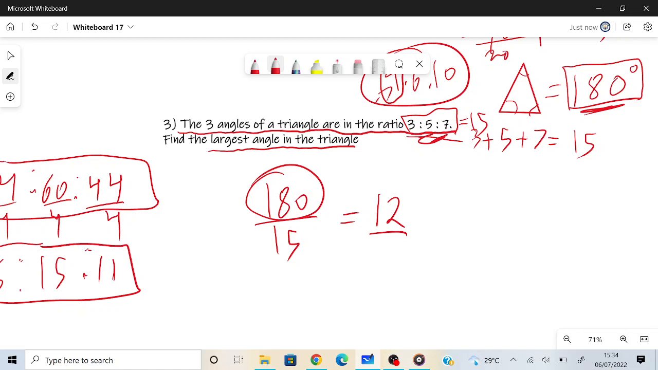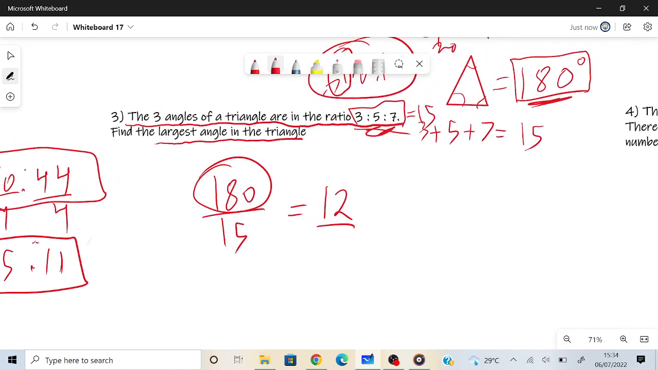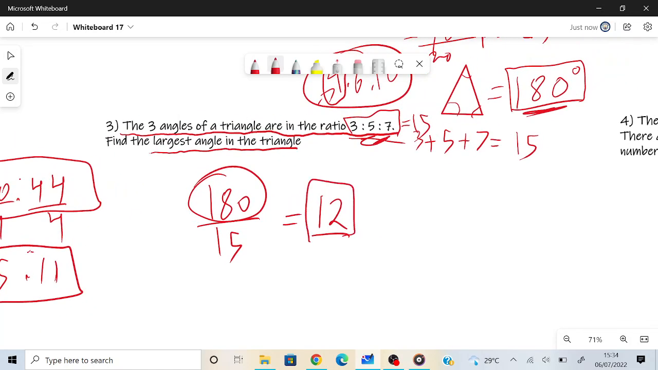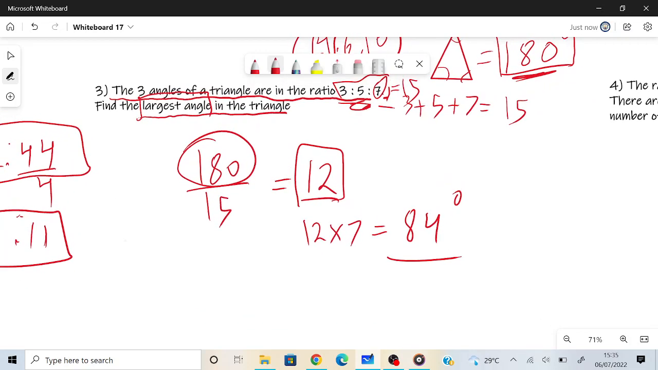Now that you have that, you just times your 12 by the desired ratio you need to find. Now the question said find the largest angle, and again a bit of common sense here. We know that the largest angle will obviously be the one with the ratio 7, because that is the highest number in the ratio. So simply you do 12 times 7, and that would give you 84 degrees, and that would be the answer for that.